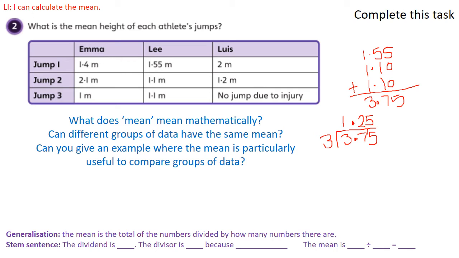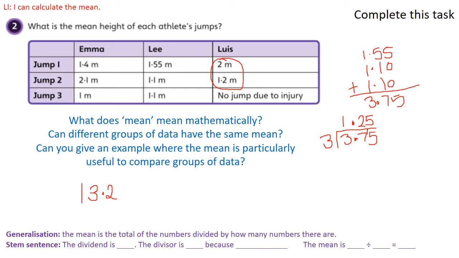So what about Lewis? So his jumps are 2 and 1.2 metres. So 2 metres and 1.2 metres. I can do that one in my head. So I know that the dividend is 3.2. Now, what did you make the divisor? The divisor is 2, because Lewis only did two jumps. He didn't do a third jump because of injury.